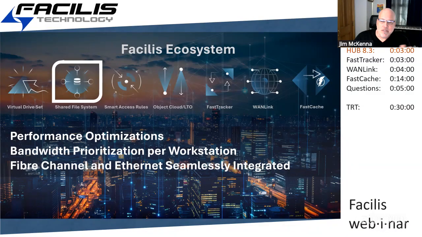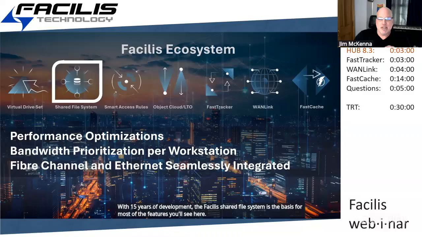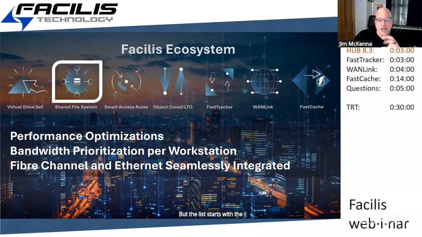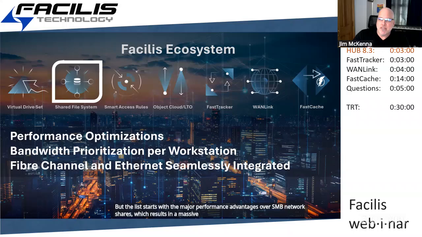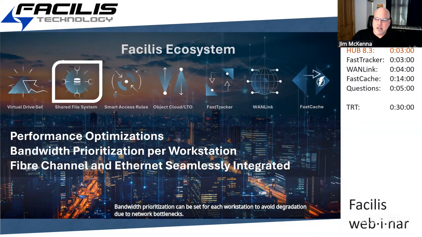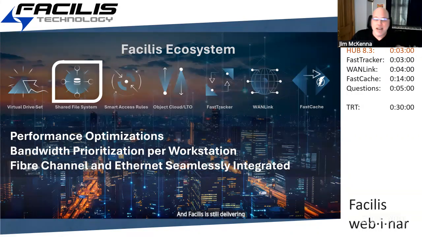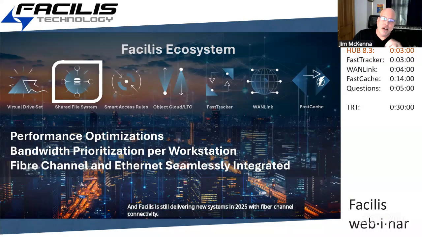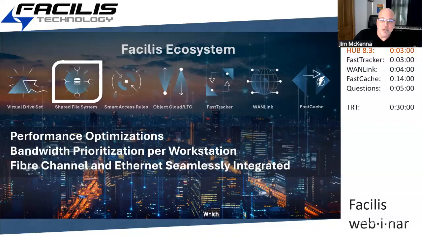With 15 years of development, the Facilis shared file system is the basis for most of the features you'll see here, but the list starts with the major performance advantages over SMB network shares, which results in a massive top-end speed of 5 gigabytes per second to Mac workstations over a single Ethernet link. Bandwidth prioritization can be set for each workstation to avoid degradation due to network bottlenecks. And Facilis is still delivering new systems in 2025 with fiber channel connectivity, which is especially performant on Windows workstations.